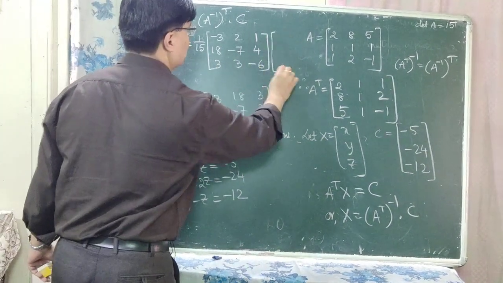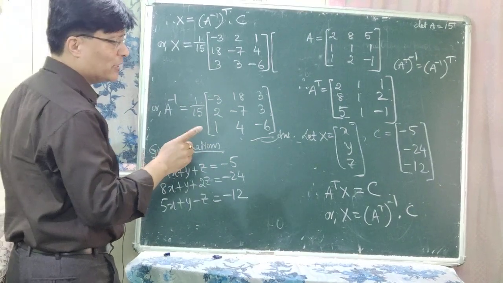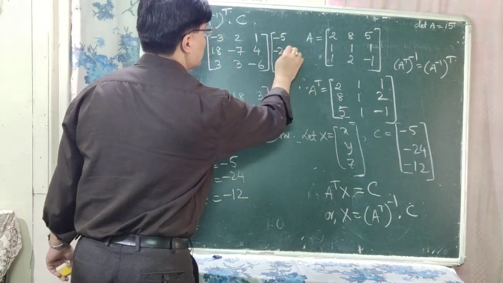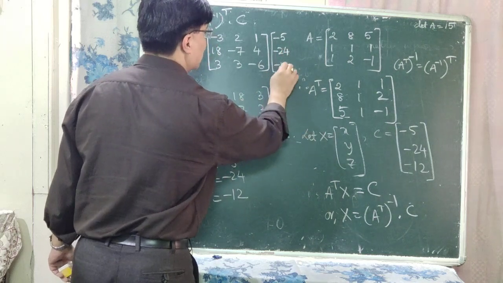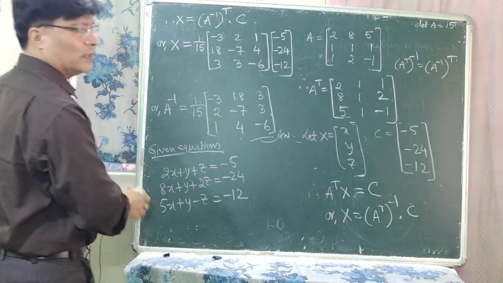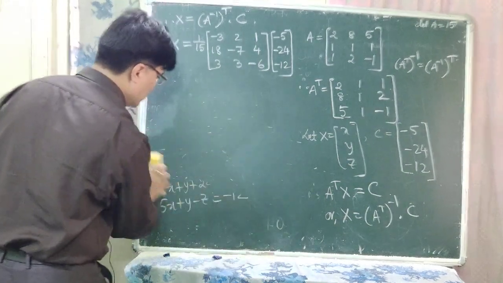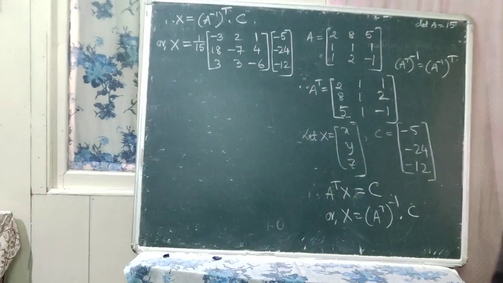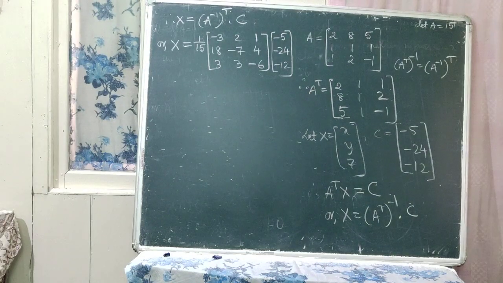And now what is C here? Let us write C here. It is minus 5, minus 24, then minus 12. Is that clear now? So I think you have understood it. You can copy it. Now we will multiply these two matrices.